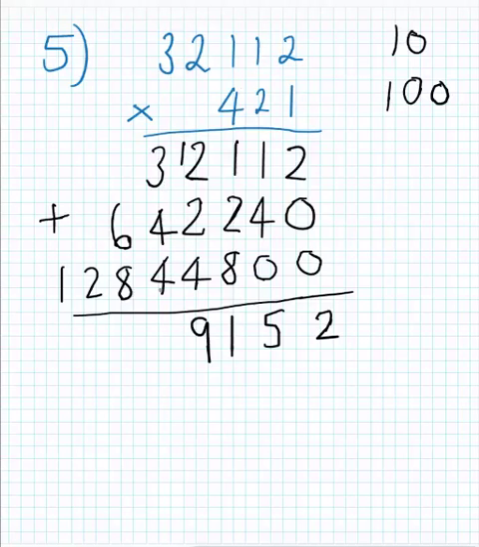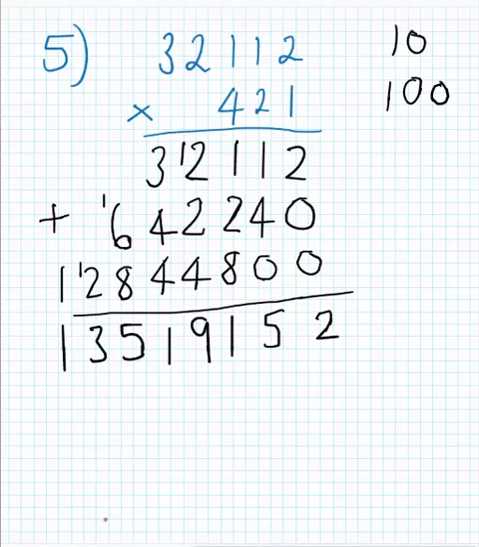4 plus 4 is 8. 8 plus 3 is 11. Put the 1 down, carry the 1. I'll do a smaller one to say it's not 16, it's just 6 plus 1 is 7, and 7 plus 8 is 15. Carry the 1. 2 plus 1 is 3, and 1 plus nothing is just 1. And there is my answer.